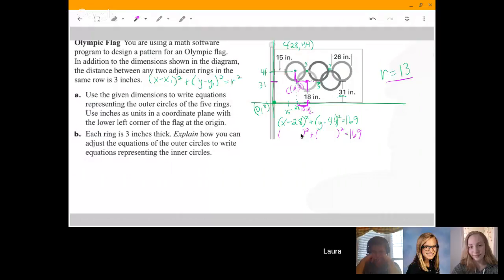So it'd be x minus the x value. Oh boy, what happened there? Sorry. Okay. x minus 41, y minus 31, and that will equal 169 because the radius stays the same.